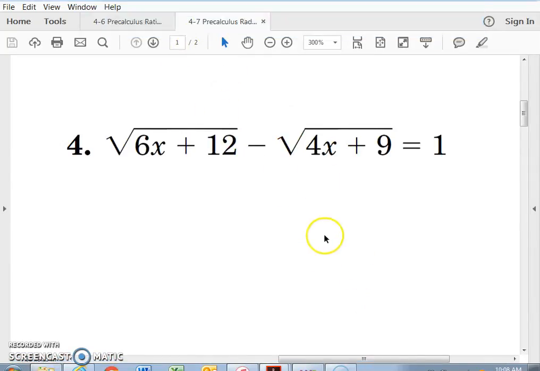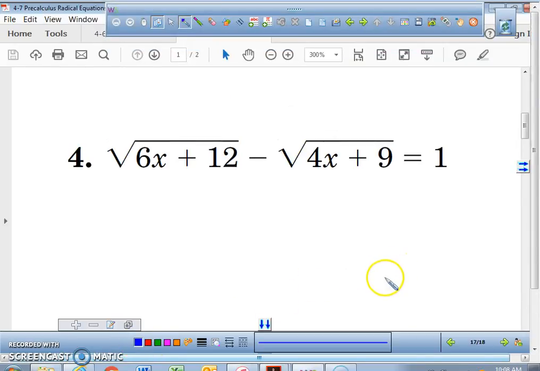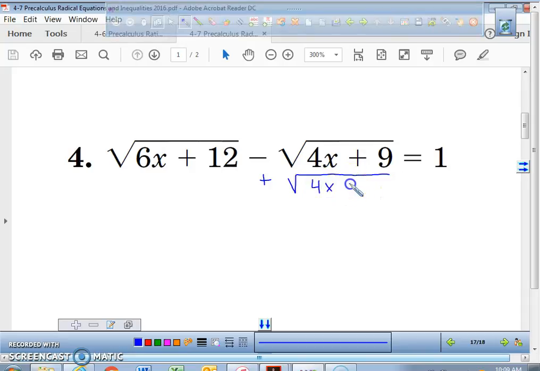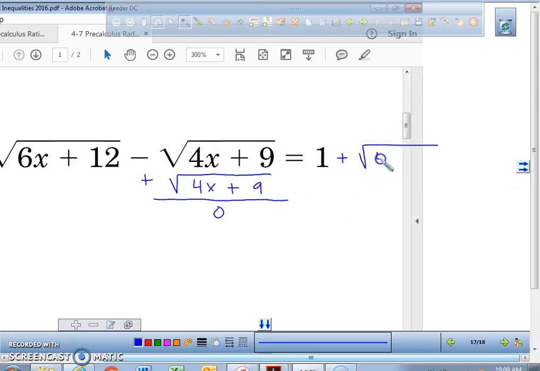All right, number 4 is a lot more difficult than the ones that we just did. Whenever you see a radical and another radical, my suggestion is to get the radicals on opposite sides of the equal sign. So I'm going to add the square root of 4x plus 9 to this side, and I'm going to add it to the other side.